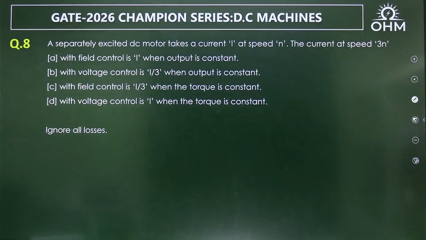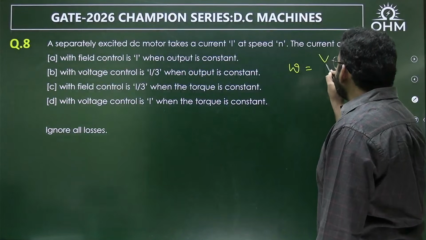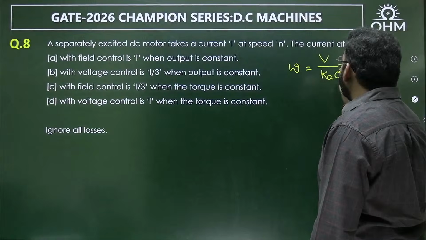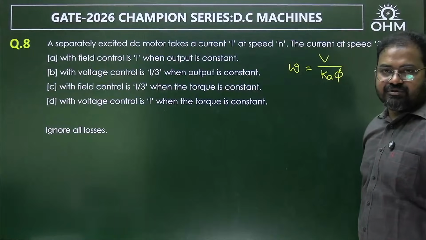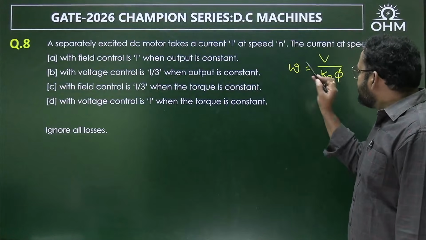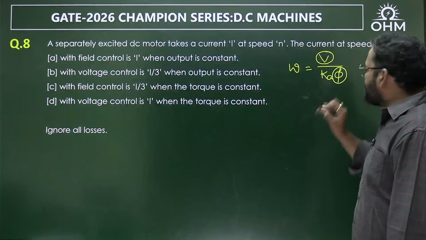Initially the speed was n. Next case the speed becomes 3n. That means speed is multiplied by 3. In the entire problem, there is no information about armature resistance, so you can neglect armature resistance here. Let's see what the speed equation is first of all. I have written it in the previous example also. Speed is equal to voltage by Ka into phi. I am neglecting the Ia Ra drop. Strictly speaking, minus Ia Ra will also be there. Now to change the speed, you have two techniques. One is voltage control. Another one is field control.